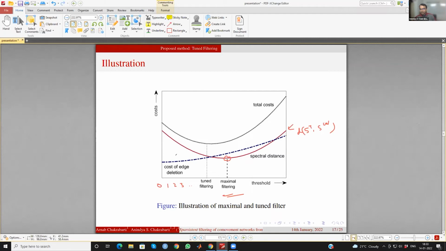Now, if you add up the cost of edge deletion, if you just take the sum of these two, that gives you this black dotted line. So here, if you believe that edge deletion is costly, then when you add that, you get the minimum here, which we call tuned filtering. The intuition is very simple. If there is a cost of edge deletion, then you have to stop before maximal filtering. Maximal filtering is if there was no cost whatsoever, how far could you go? Now, if there is a cost, then you stop before maximal filtering. So this is, roughly speaking, a visual of maximal and what we will describe as tuned filtering.